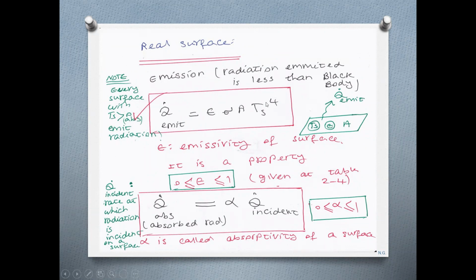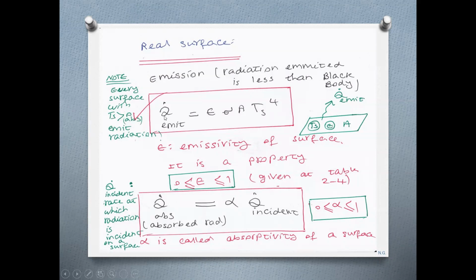Sigma A Ts to the power of 4, where sigma is the Stefan-Boltzmann constant, A is the area of the surface, and Ts is the surface temperature. And it has to be expressed in absolute temperature, all right? Which is Rankine in the English or British system, and Kelvin in the SI system, the international system. So for a real surface, the formula would be this.